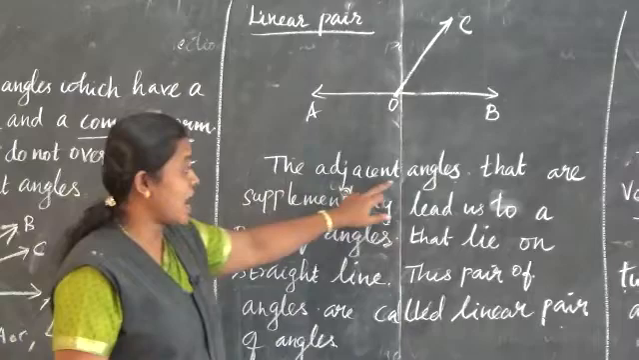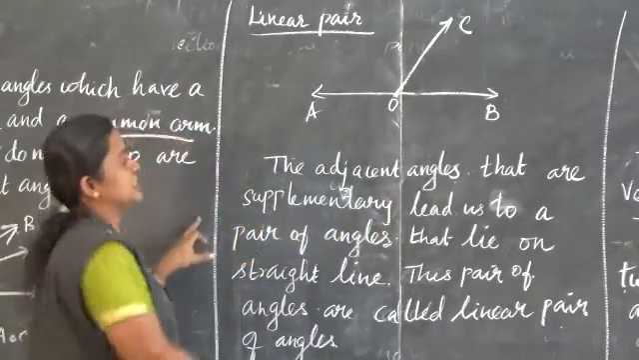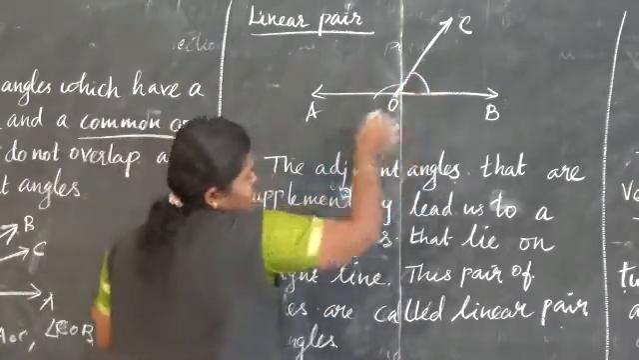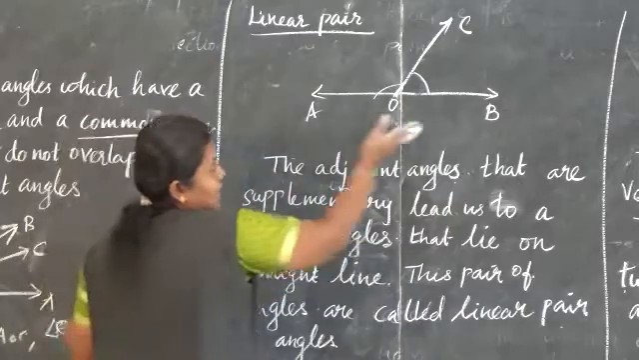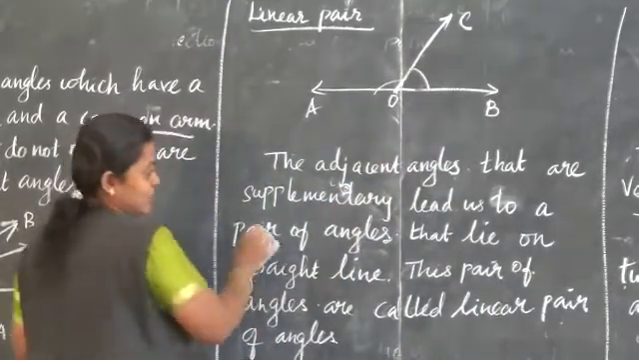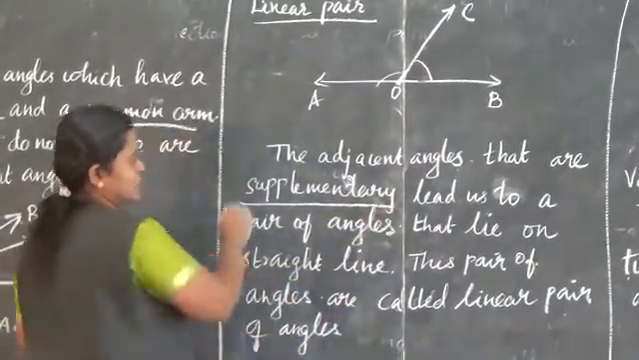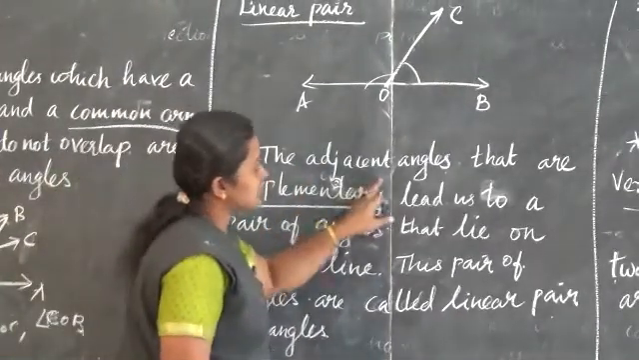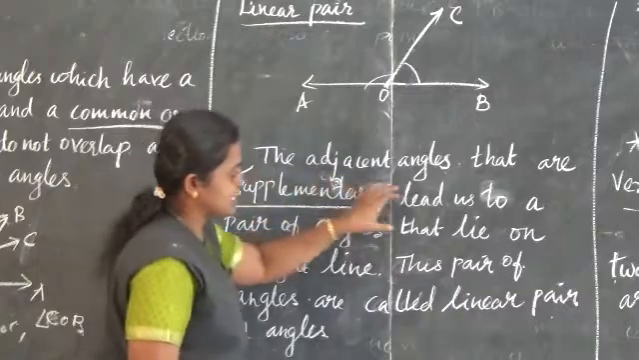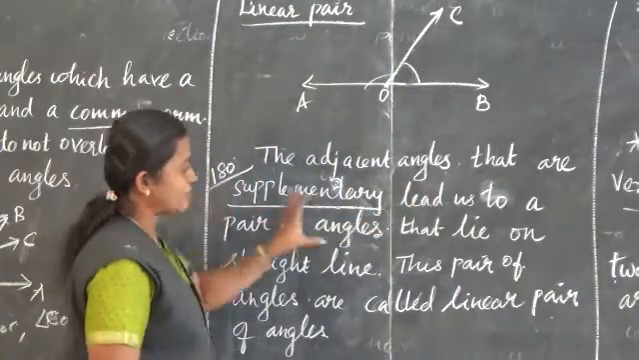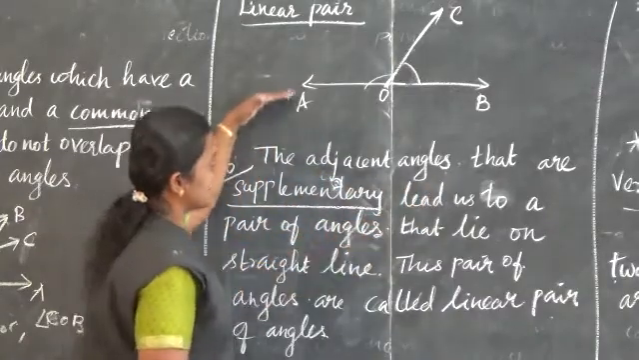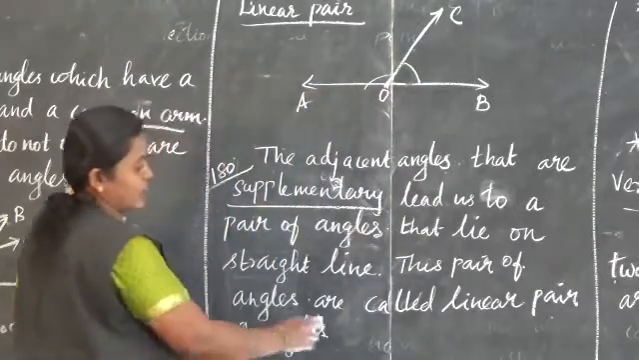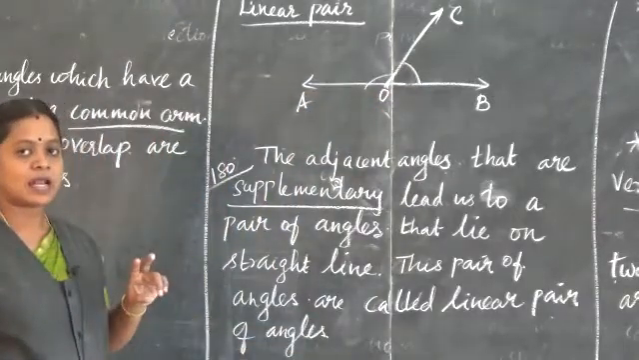The adjacent angles that are supplementary. Now I told you the straight line is a straight angle. It is 180 degrees. What is meant by supplementary? Supplementary means 180 degrees. The adjacent angles that are supplementary lead us to a pair of angles that lie on a straight line. These pair of angles are called linear pair of angles.